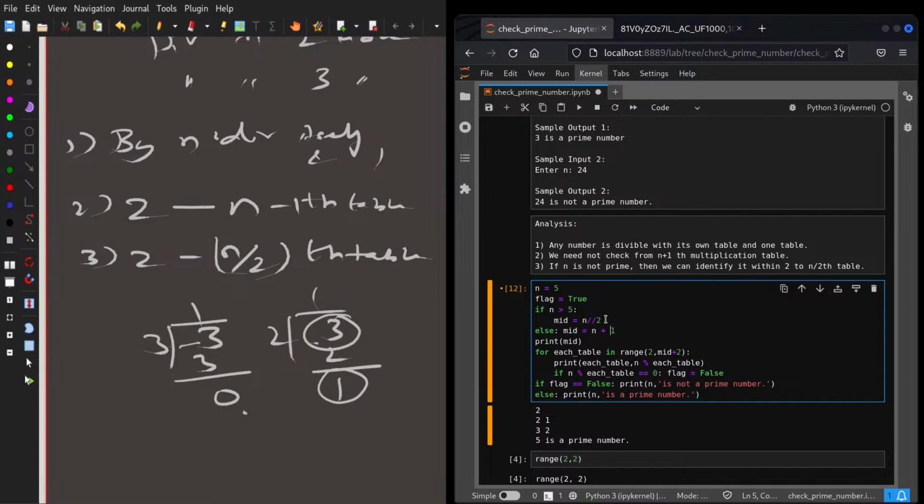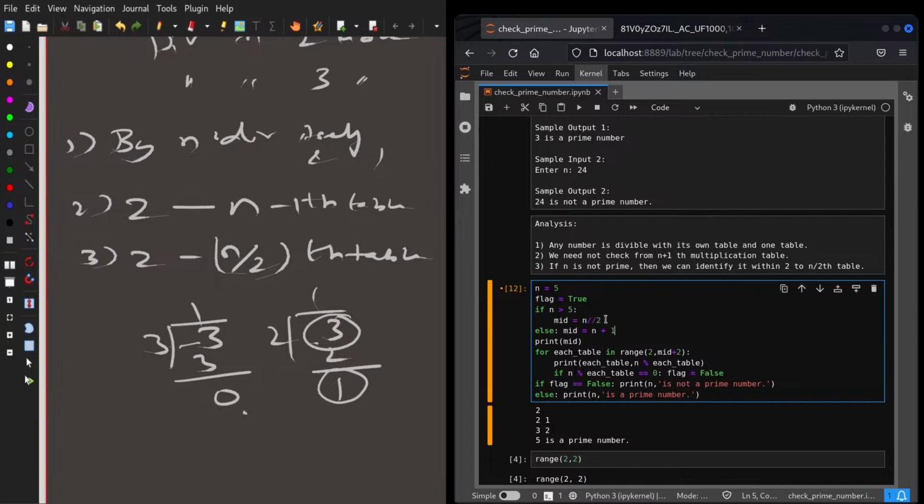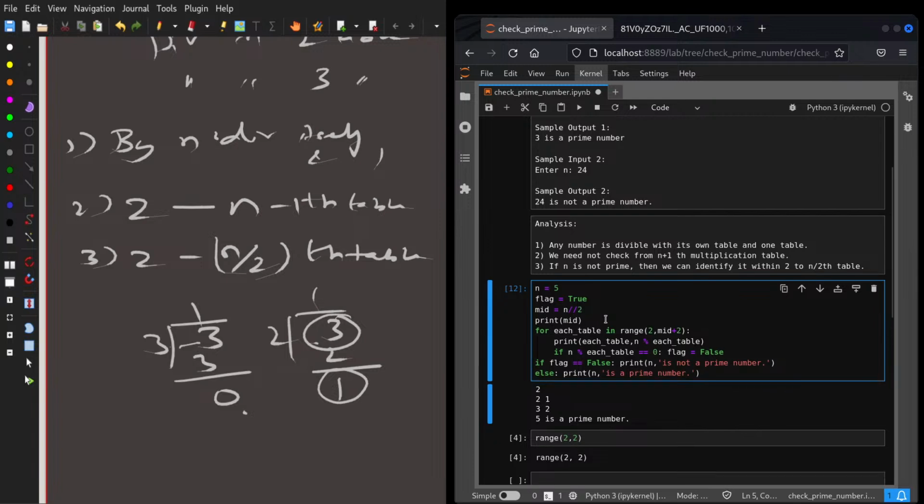Is 5 a prime number? It is divisible by itself and 1. Okay, already it's right. No problem. I just got confused here. No problem, no problem. 5 is a prime number, isn't it? 5 is a prime number. So I got confused. 5 is a prime number, so it's working correct.